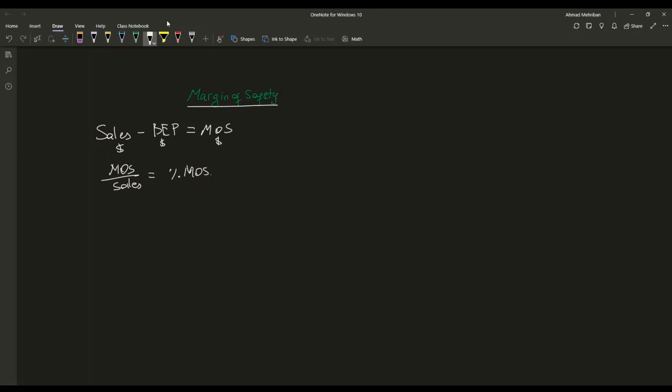Very simple. Take an example: let's say we have sales of $100,000. We know the break-even point, which is $87,500. Now we can calculate margin of safety, which is $12,500: 100,000 minus 87,500. And in terms of the percentage, that's 12,500 divided by $100,000, which gives us 12.5%. That's basically it.